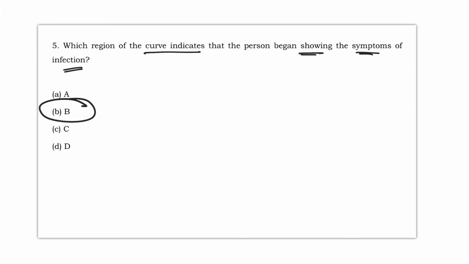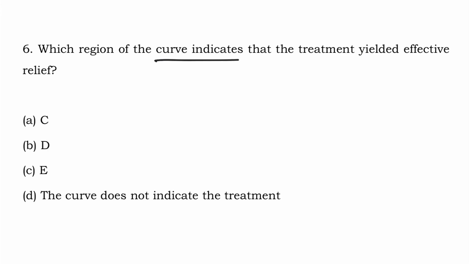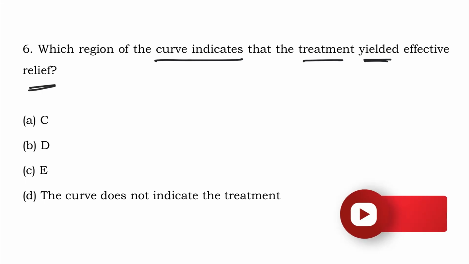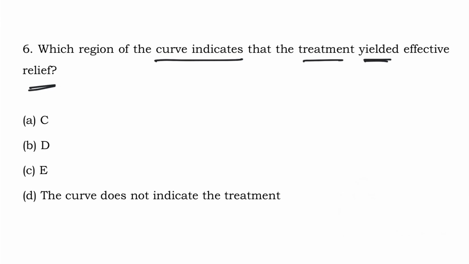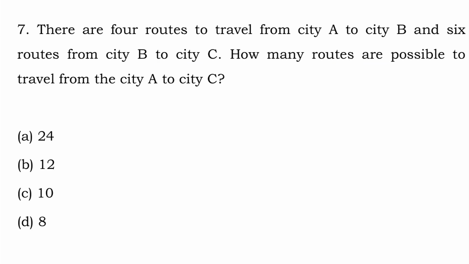The next question is, which region of the curve indicates that the treatment yielded effective relief here? Effective relief means, according to the graph, the region C indicates that the treatment yielded effective relief here. So option A is the right answer here. Moving on to the next question.